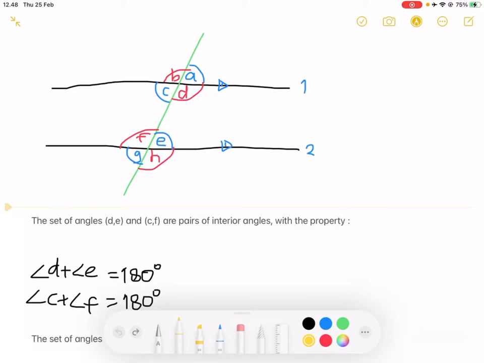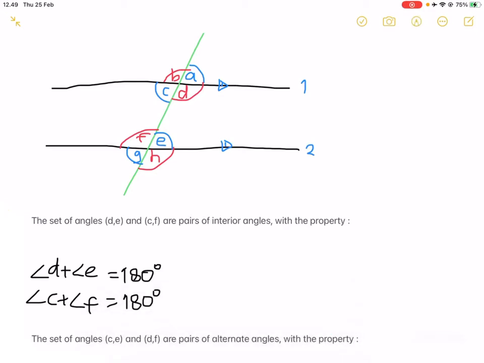If you look at these lines right here that make up a pair of interior angles, it looks like a C shape, bent either to the left or to the right. And that C shape can also be flipped backwards, like so. So this is the other pair of interior angles. That's how you identify a pair of interior angles in this setup.